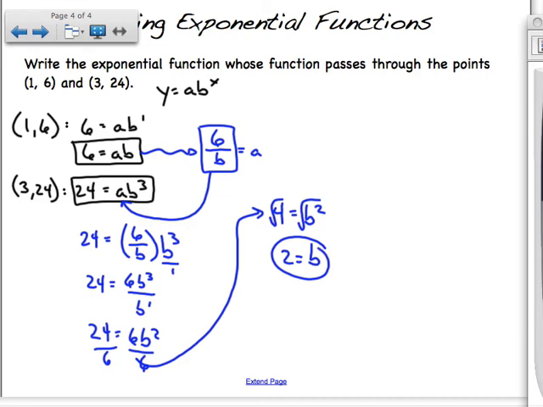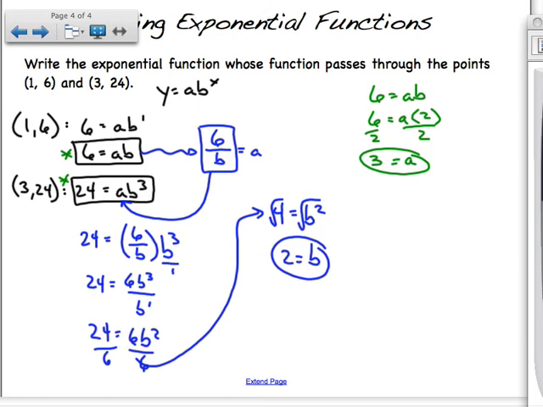Once I have that, I can now go back to either one of those initial equations, this one right here or this one right here, plug b back in, and you should be able to solve for a. I think the first one's the easiest, so I'm going to take that. 6 equals ab. I now know what b is. 6 equals a times b, which is now 2. And divide by 2 on both sides, so I get a is equal to 3.